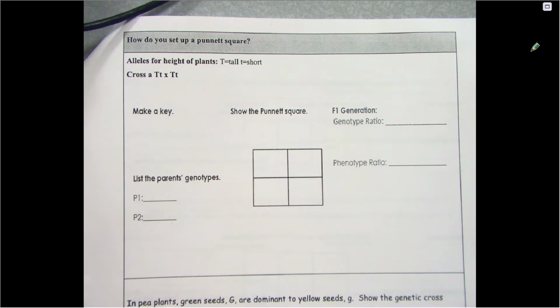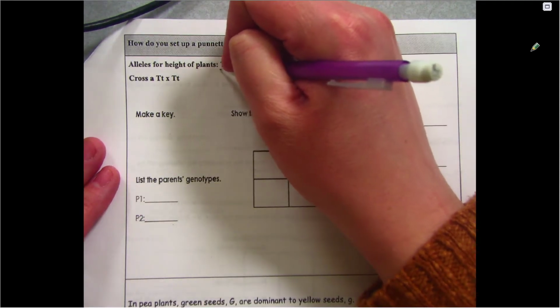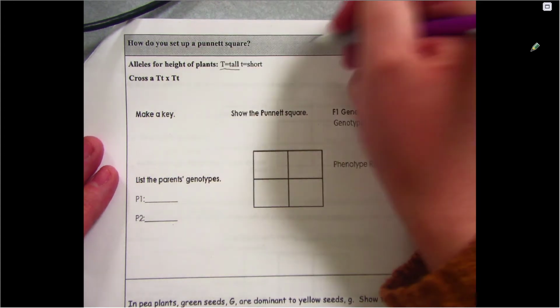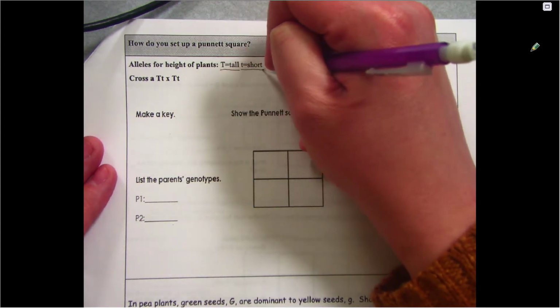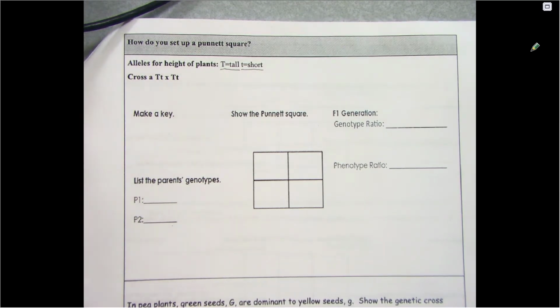So if we take a look up here, we are going to be talking about plant height, and what we're going to be focusing on are the alleles for that. The alleles could possibly be capital T, which represents tall, or lowercase t, which represents short. Now, in order for us to take this information and figure out how to set up our Punnett square, we first need to make a key.